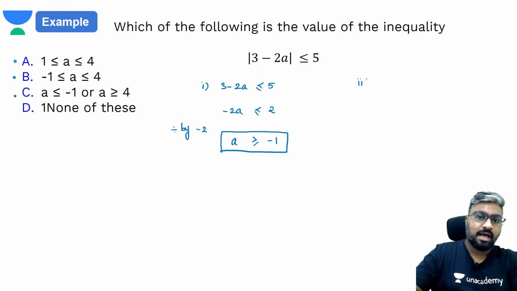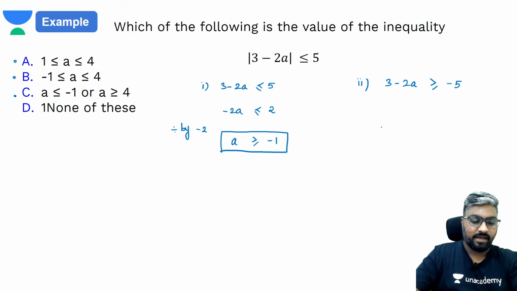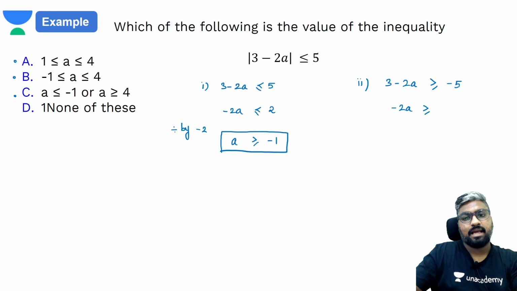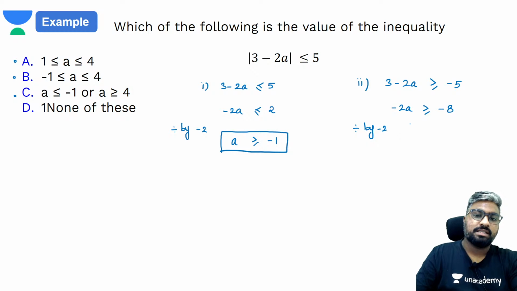Alternatively, what should you have? 3 minus 2a, sign flip, negative sign, minus 5. So again, subtracting 3 from both sides, you will get minus 2a is greater than or equal to minus 5 minus 3, which is minus 8. Now you have to divide both sides by minus 2. Divide by minus 2 on both sides, you will get a, sign will flip, less than or equal to what? Minus 8 by minus 2 is 4.